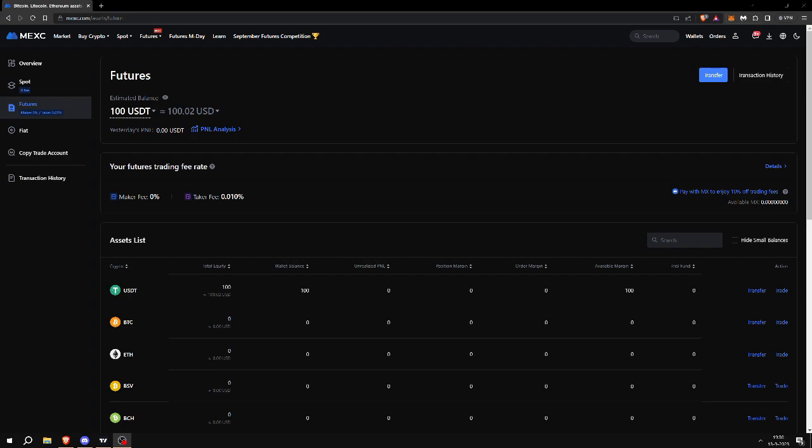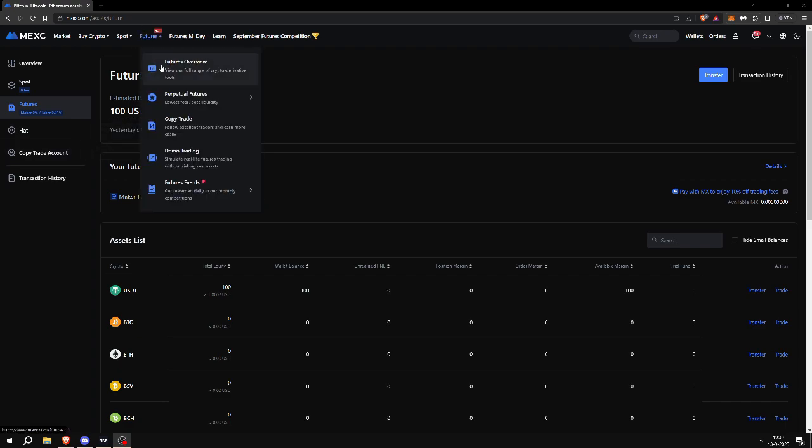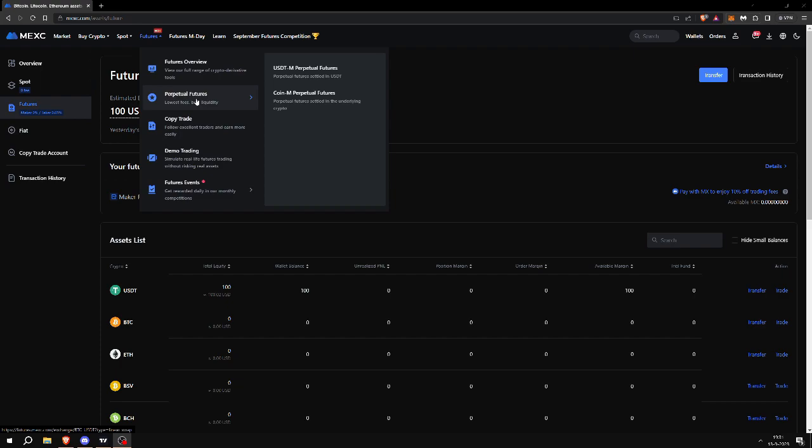Now that the account is funded, we're ready to start trading. We're just going to find futures in the top left, hover over that, and go to perpetual futures. This gives us two options, USDTM and CoinM. The difference between these two is that with USDTM, you risk USDT, and when you win, you get USDT.